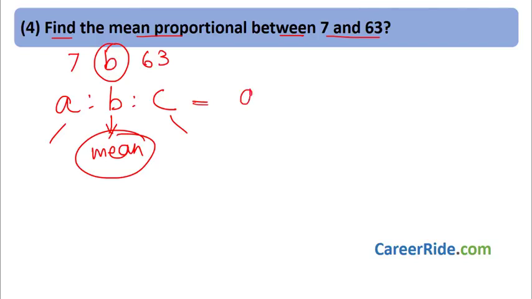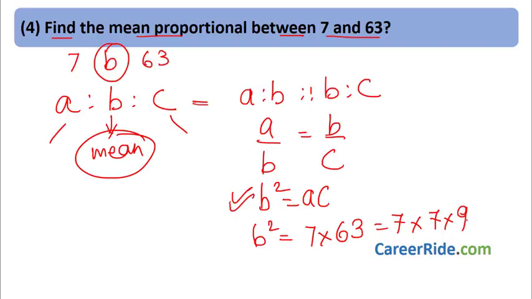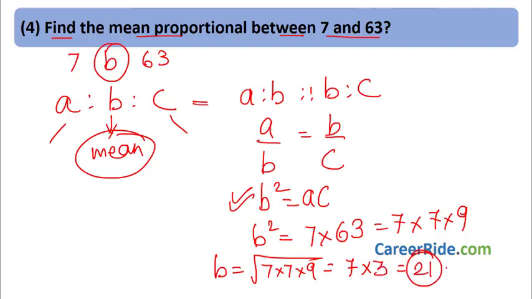We know this can be written as A is to B as B is to C, so A upon B is equal to B upon C. That means B square is AC, and we have to find the value of B. B square is 7 into 63, that is 7 into 7 into 9. So B is the square root of 7 into 7 into 9, which is 7 multiplied by the square root of 9, that is 3. The answer is 21. So the mean proportional is 21.